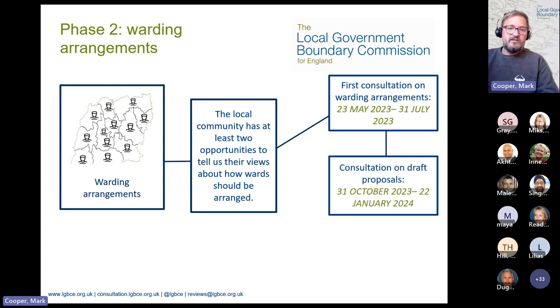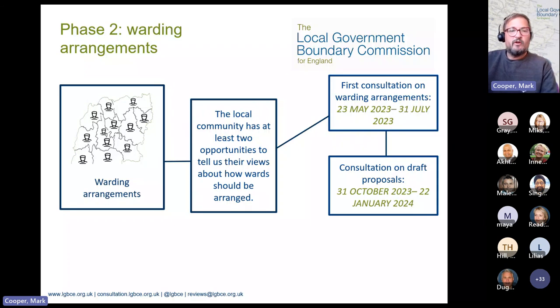Once the first consultation period has closed, we will go through all of the submissions and evidence we've received. We will come up to Coventry, we will drive and walk around the city, and we will have a look at how the different proposals we've received fit together on the ground. We will then come up with a set of draft proposals based on what we've heard. We'll then publish this set of draft proposals and consult on them, giving local people a chance to tell us what we've got right, what we've got wrong, and what they think should change.